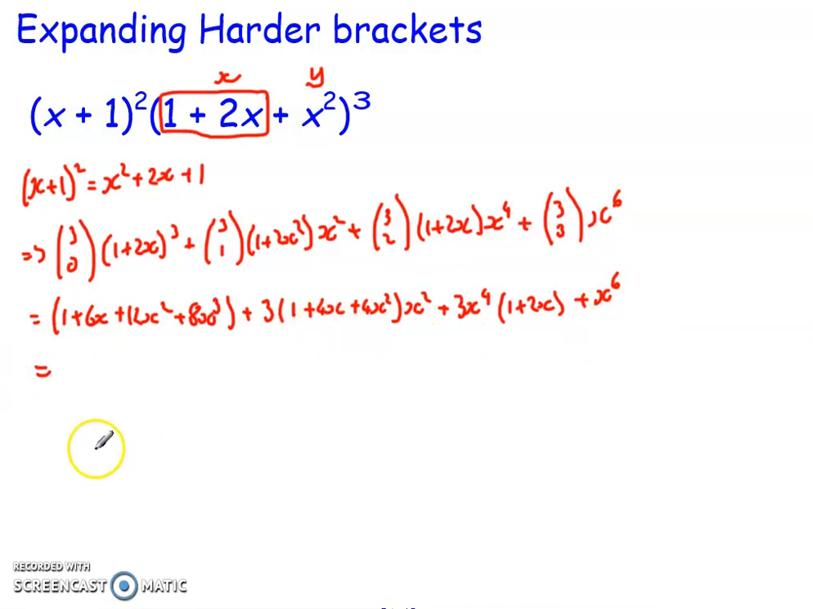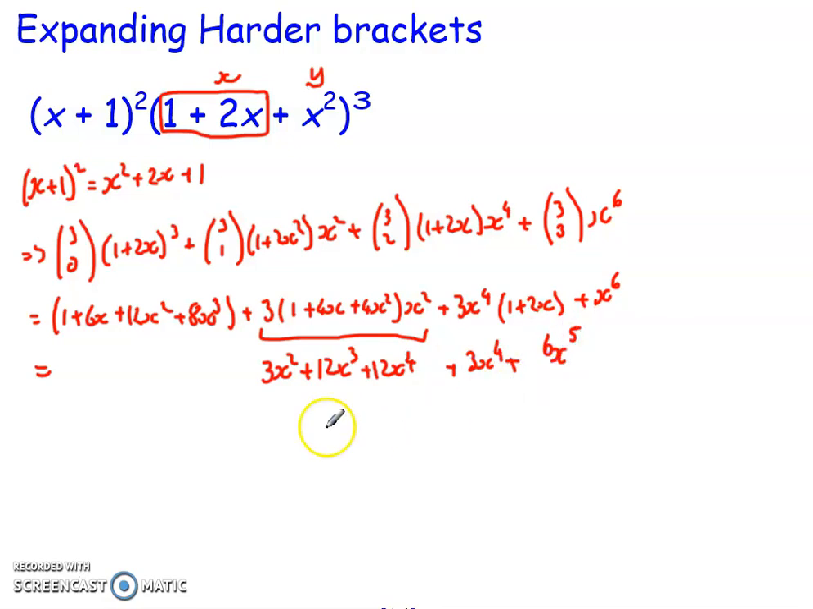Multiply out these two brackets here. What I end up getting for this middle bracket is 3x squared plus 12x cubed plus 12x to the power of 4. And then this bracket here gives me a plus 3x to the power of 4 plus 6x to the power of 5. What I can now do is gather all the terms together and see how I get on from that.